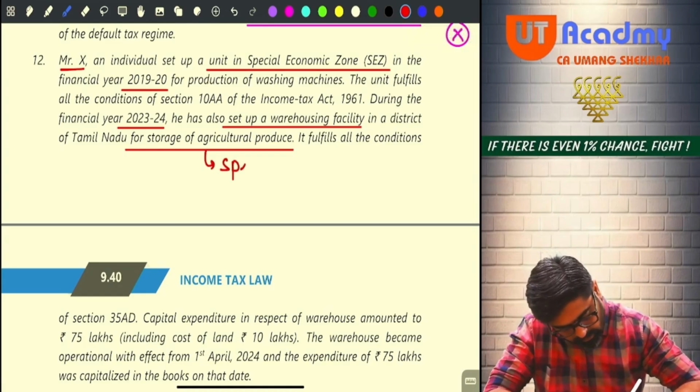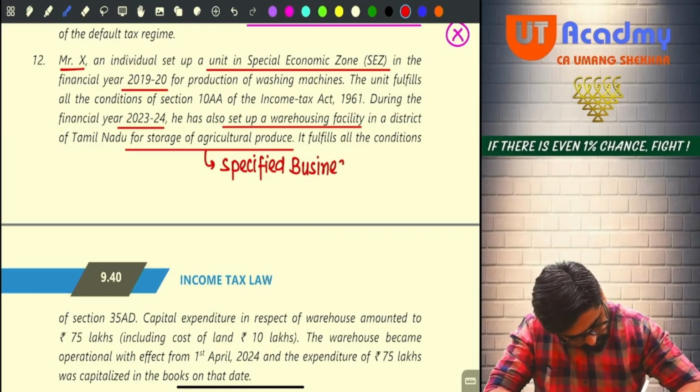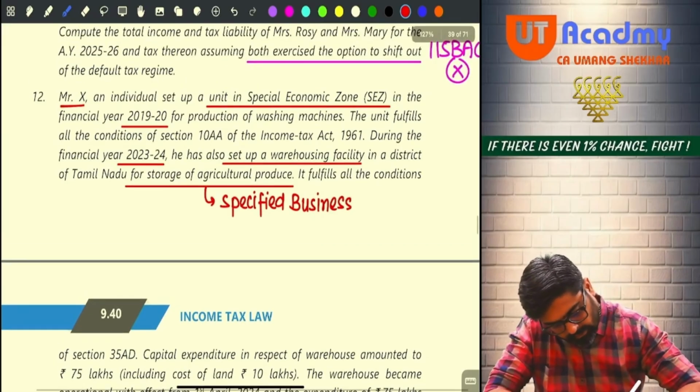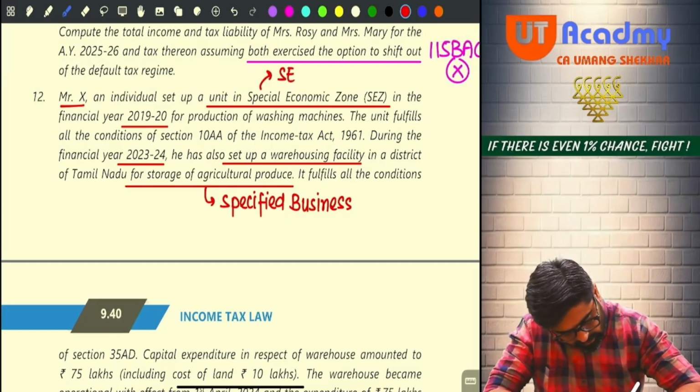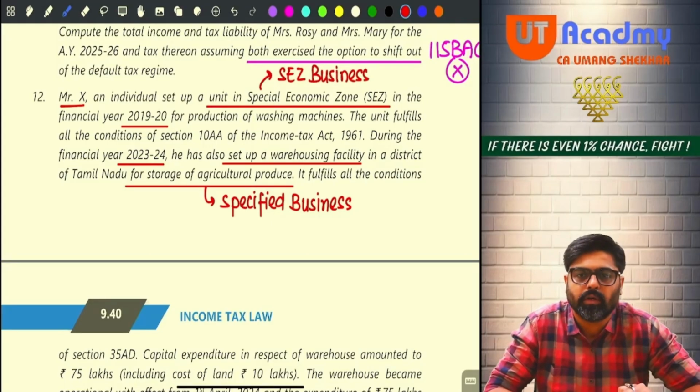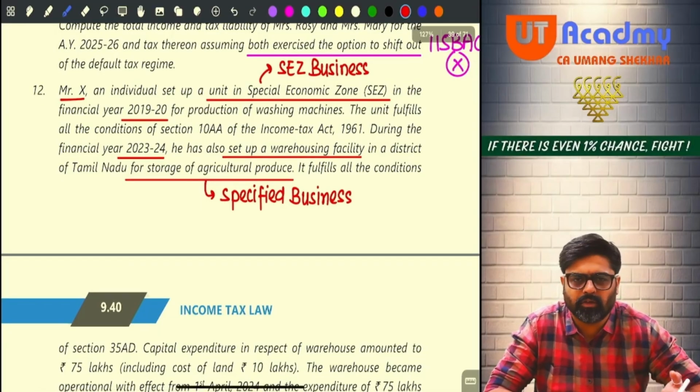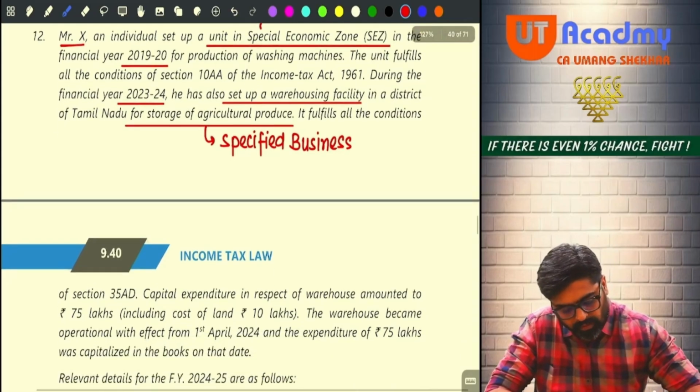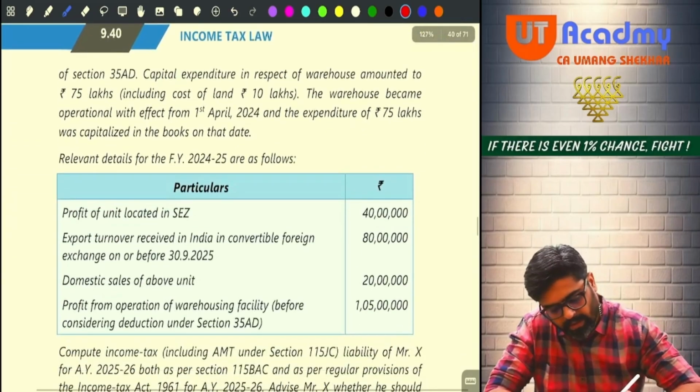So this is his specified business. And unit in SEZ, this is his SEZ business. How many businesses he has? 2 businesses. One business in SEZ, another business in normal area, specified business. Okay. It fulfills all the conditions of section 35 AD.